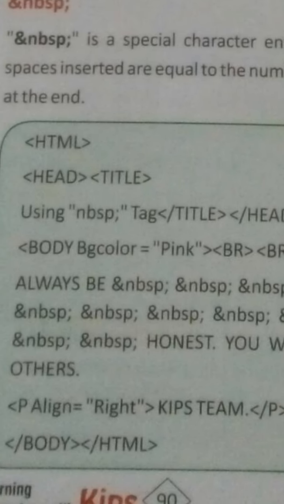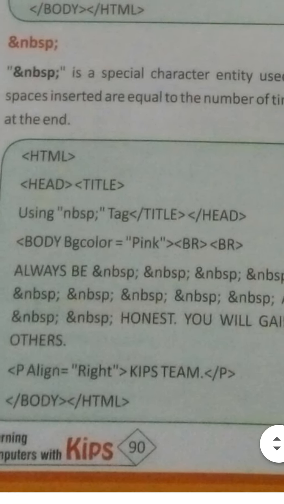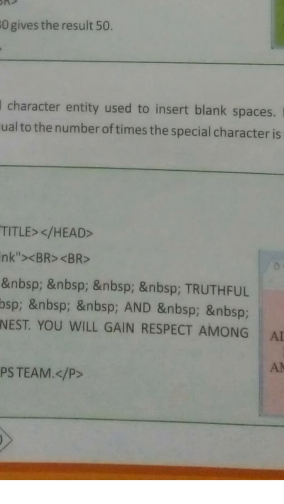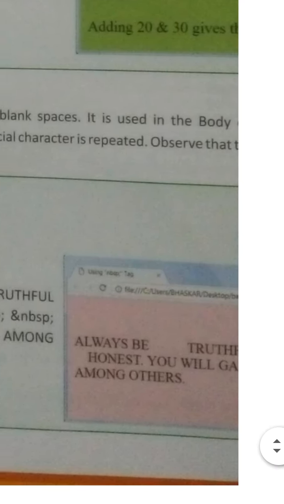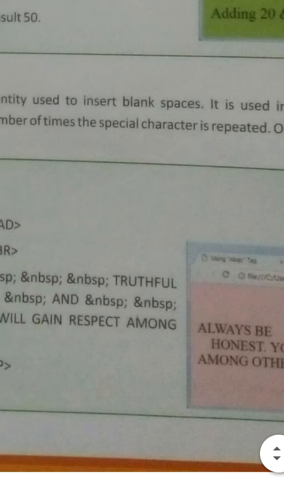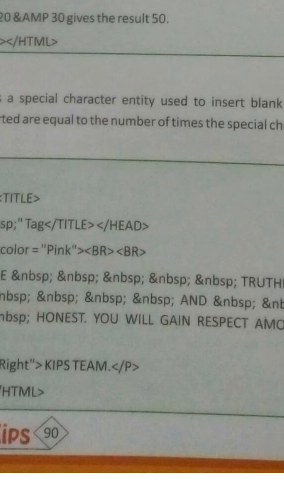After body, have a look at what is written here: always be&nbsp;&nbsp;&nbsp;&nbsp;&nbsp;. However many times &nbsp; is written, suppose it is written 5 or 6 times, then 5 or 6 spaces will be printed in the web page. Showing you, have a look here in the web page. After always be, 5 or 6 spaces are here because we have given &nbsp; 4 or 5 times.